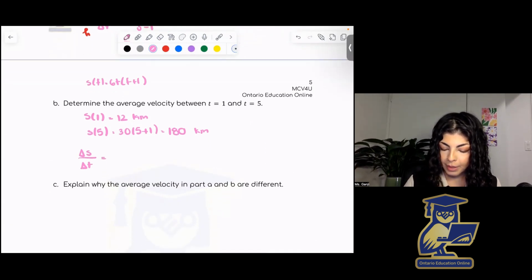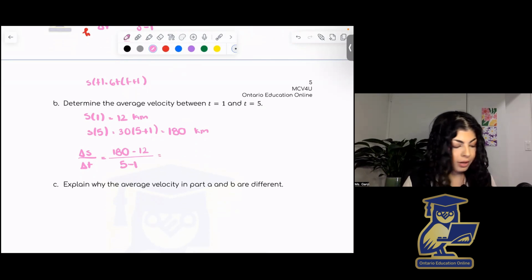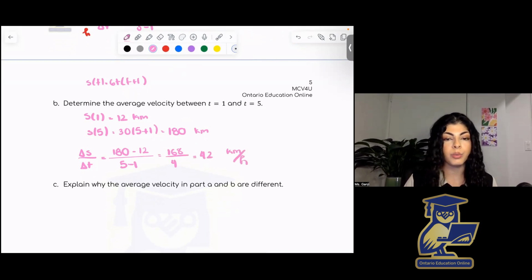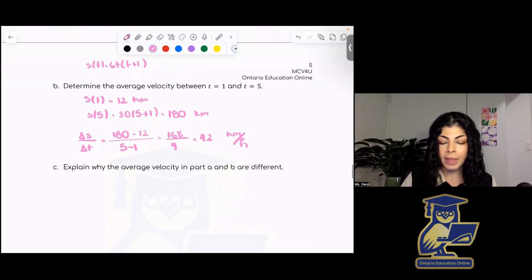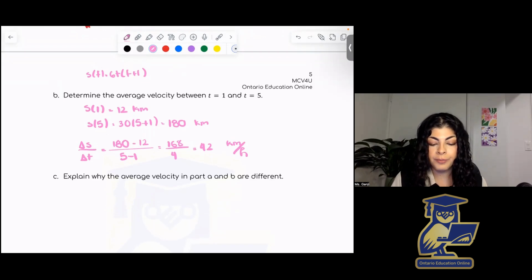And so here, the change of position with respect to the change of time is given to us as 180 minus 12. And this time, for time, we actually have 5 minus 1, or 4. And so in the numerator, we will have 168 over 4, and this will give us 42 kilometers per hour. So that same unit with the same justification as above. And so you're asked why the average velocity in part A and B are different.